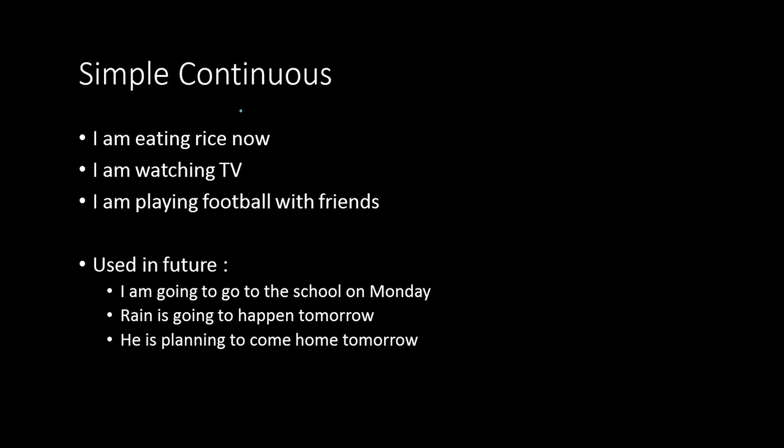The next form of present tense that we'll be talking about is simple continuous. So simple continuous is used when you are doing something in present. I am eating rice now. So somebody is just asking the question, what are you doing? And then your answer is, I am eating rice now. That means it's a continuous process. Something to be kept in mind is that it's not finished yet and it's still continuing. Hence, you're saying, I am eating rice now.